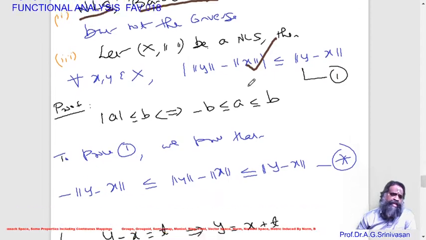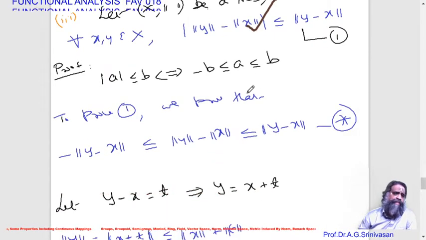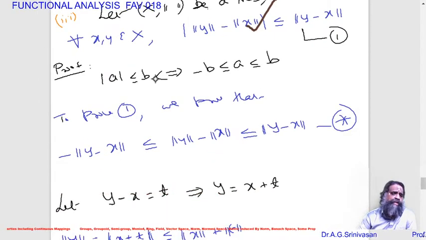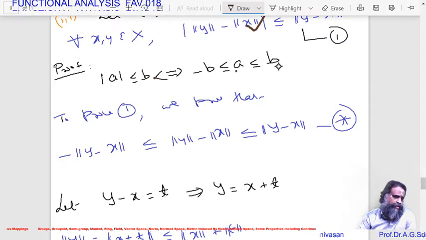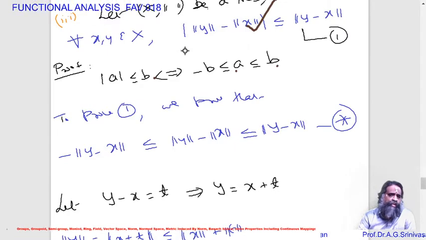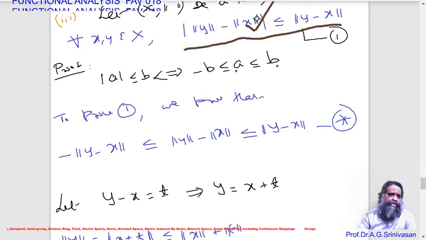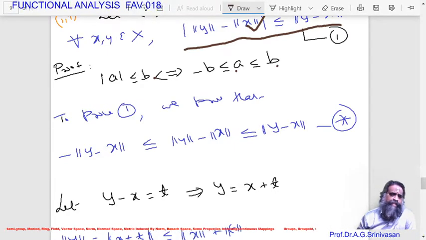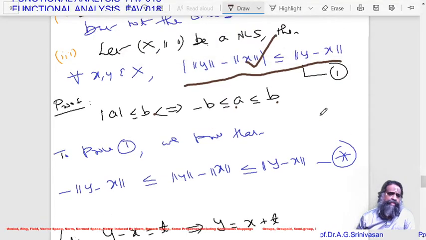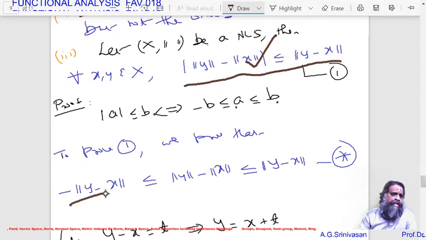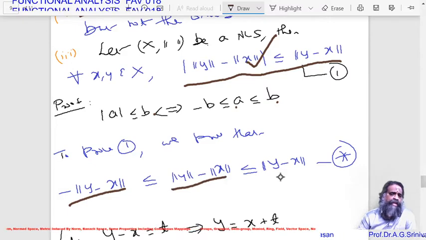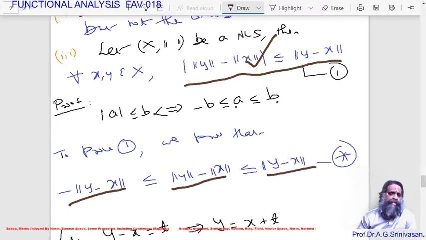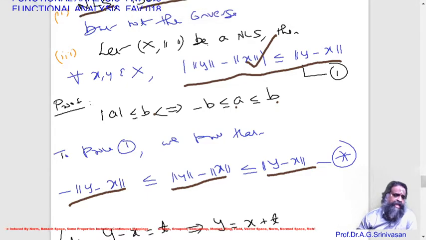Now the proof is very easy. It only takes 2 minutes. We know that modulus a is less than or equal to b if and only if minus b is less than or equal to a, which is less than or equal to plus b. You know that. It's like modulus a less than or equal to b. So we will show that minus norm of y minus x is less than or equal to norm y minus norm x, which is less than or equal to norm of y minus x. So we are going to show this, star.